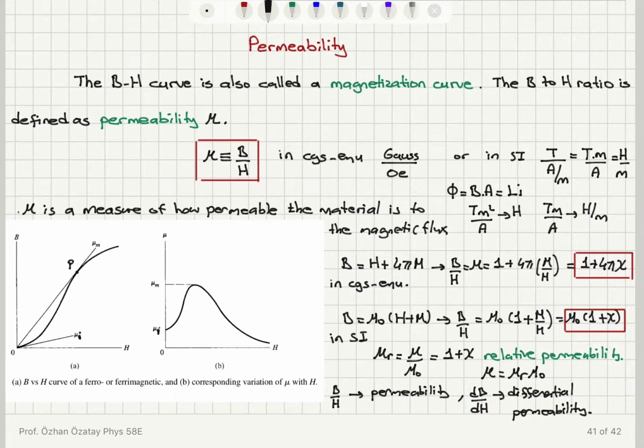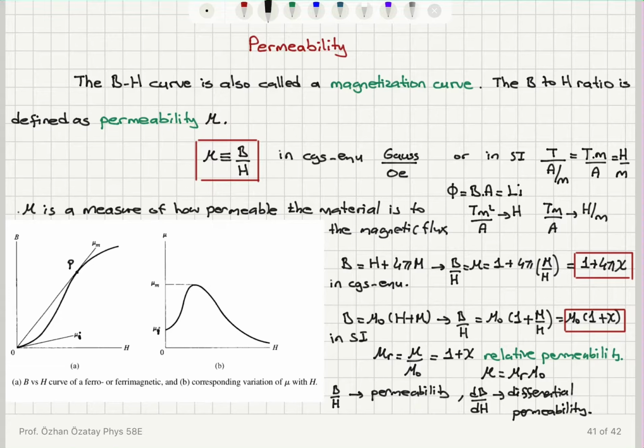So it's a matter of whether you're looking at the local behavior or the global behavior. If you're looking at the local behavior, you look at the slope of the line at that point. That would give you differential permeability. If you look at the slope of the line from the origin drawn to that point, that gives you the permeability.